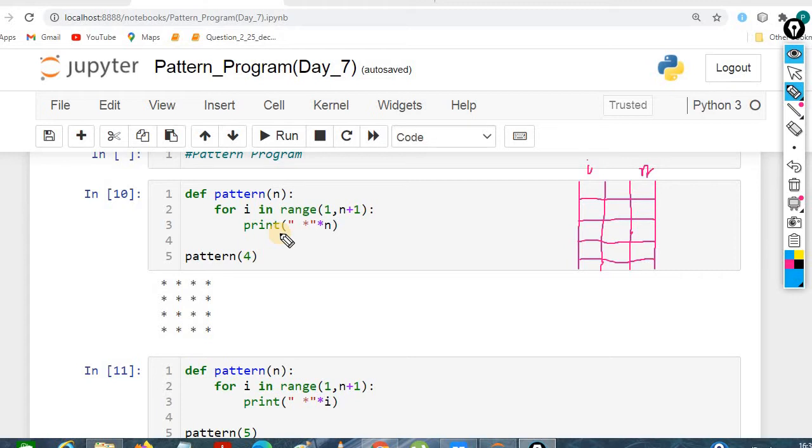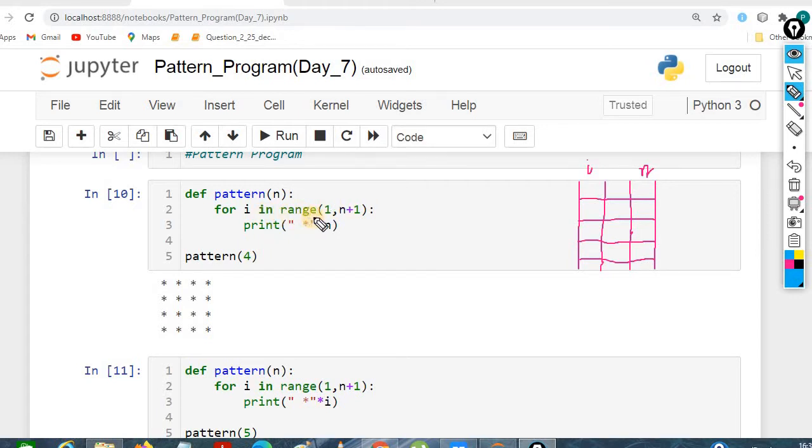In any pattern program, there are two things. The first thing is a star, or ABCD, or 1 2 3, whatever it is. Another important thing is the space. We have to maintain the space for the pattern we want to print. These are the two main things when we write any code in pattern style.